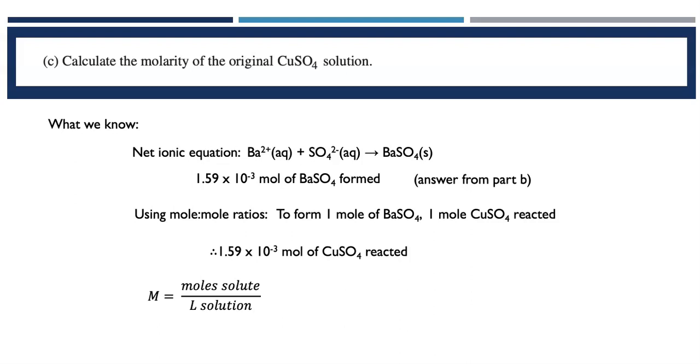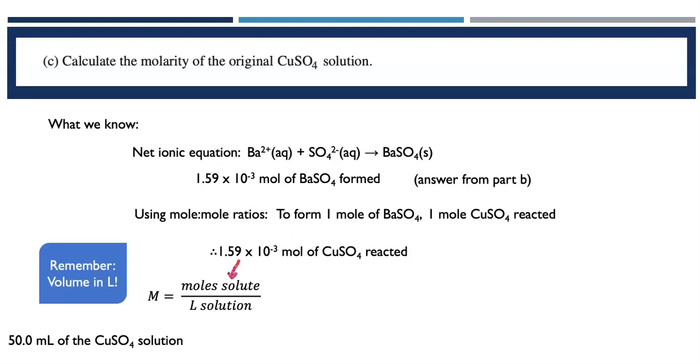We know that the molarity formula is moles of solute over the total volume of the solution in liters. This is on your formula sheet. You can look it up. We just found the moles of solute, and if we go back and look at the original problem, we know that we used 50.0 milliliters of that copper 2 sulfate solution. But be careful, that is in milliliters, and the molarity formula requires us to have our volume in liters. So we need to make sure we remember to do that, or we're not going to get a correct answer.